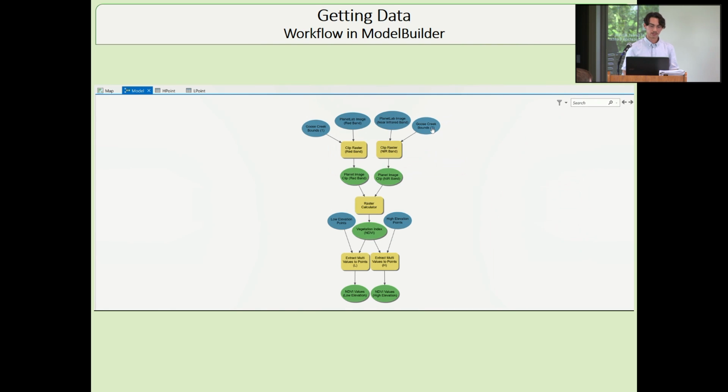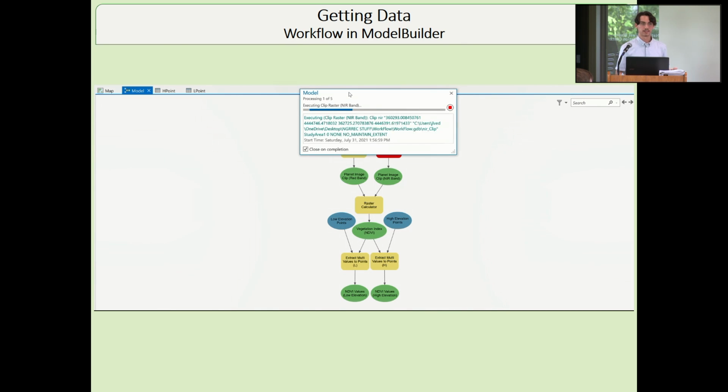First, I input the bounds where I did the study, the Goose Creek subcatchment, and then I input the red band for the Planet image and the near infrared band for the Planet image to calculate that vegetation index. And then I put in the low and high points so the values that it gets can be put into those points.